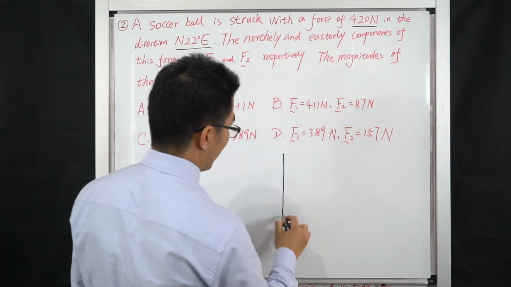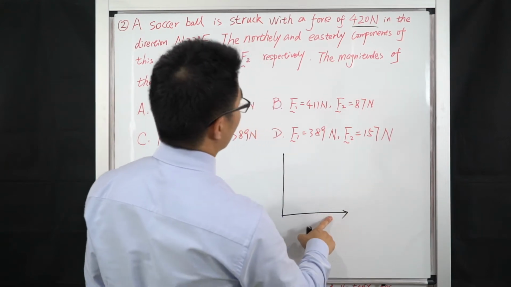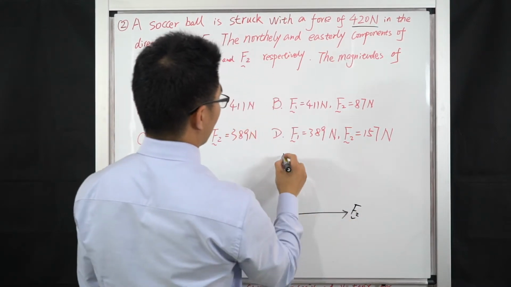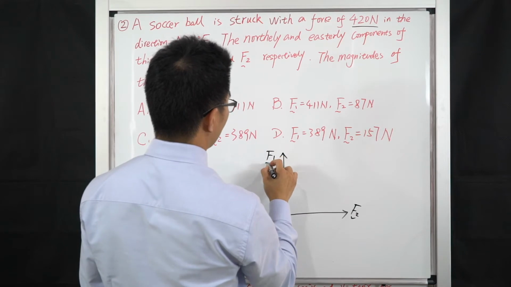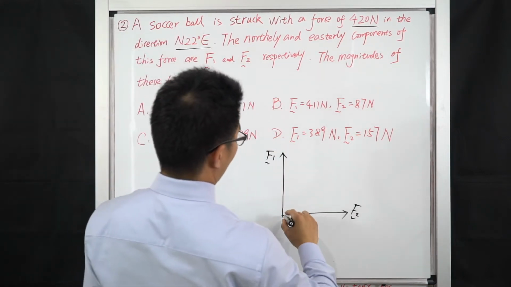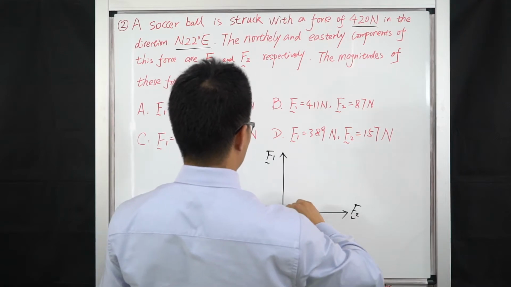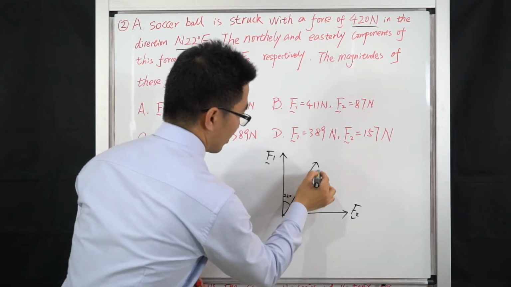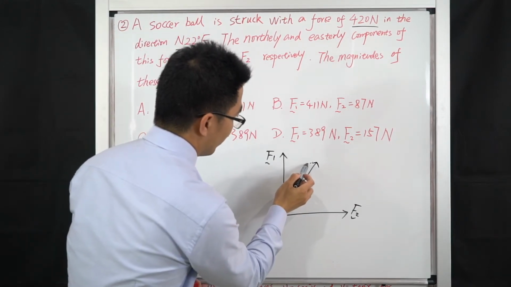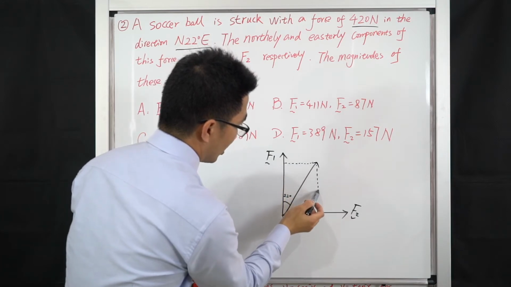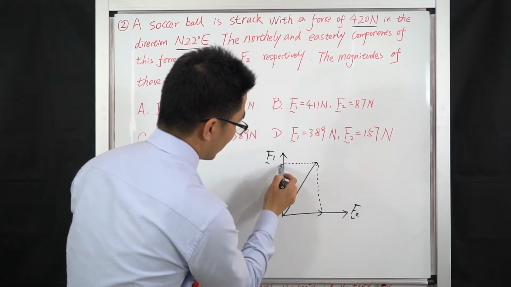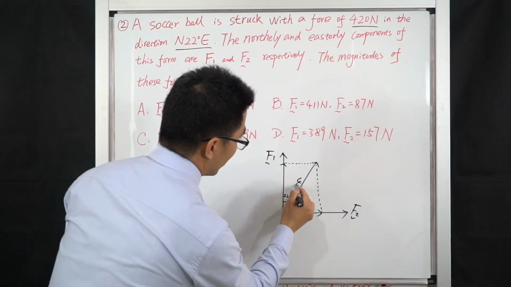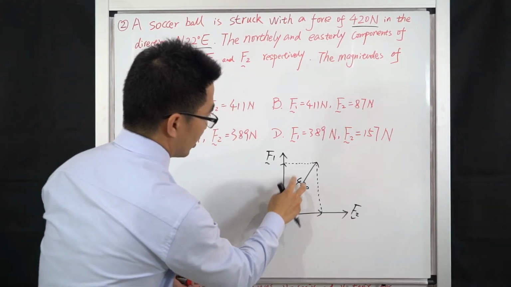On the diagram, east represents F2, so here is F2, okay? The north represents F1. The soccer ball is struck north 22 degrees to the east, so here is 22 degrees, going this way. The question asks for the two component forces, F1 and F2, this one and this one. In this triangle, here is 22 degrees.